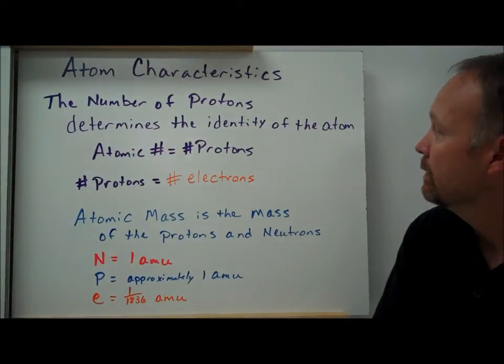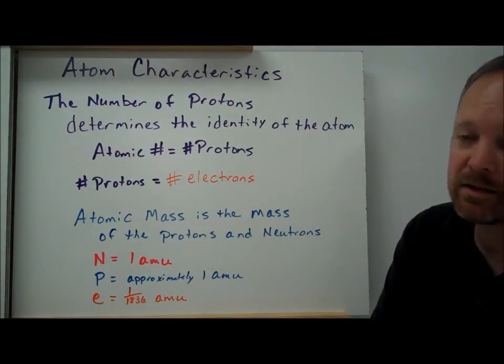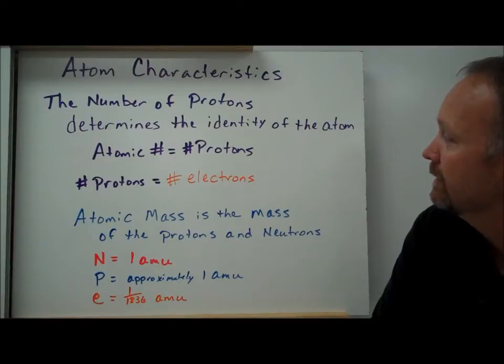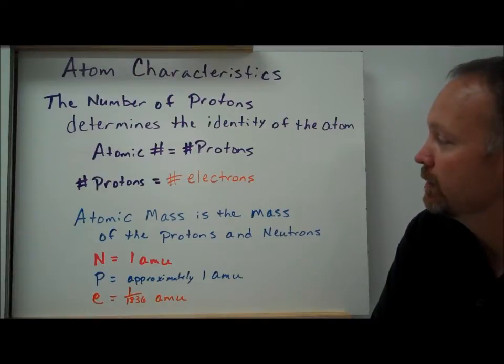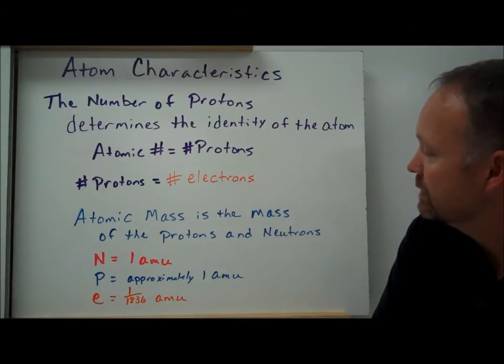The characteristics of the atoms. The atom is actually determined by the number of protons that it has. That determines the identity of the atom. The atomic number is equal to the number of protons. The number of protons is also equal to the number of electrons, especially at this point. We might change that a little bit later.